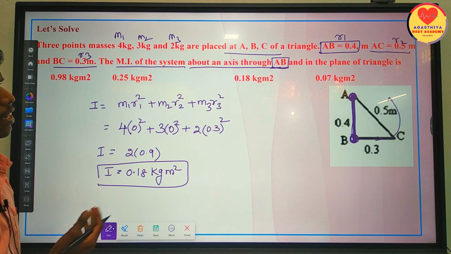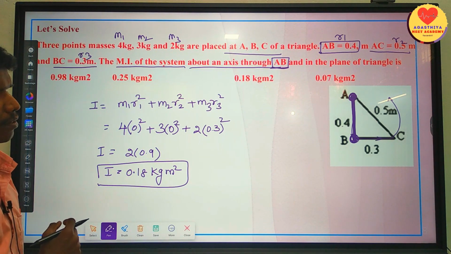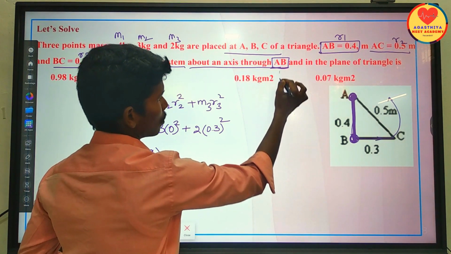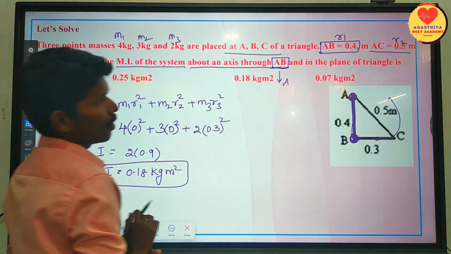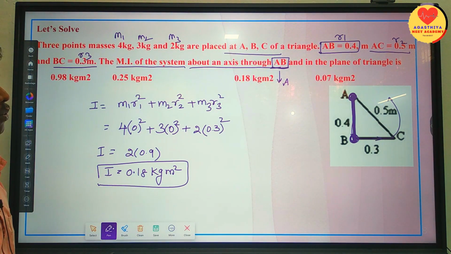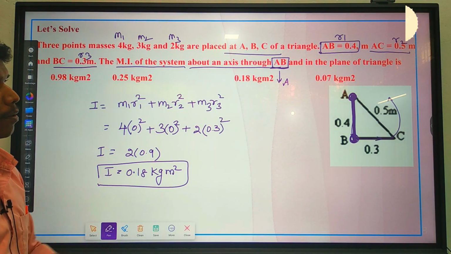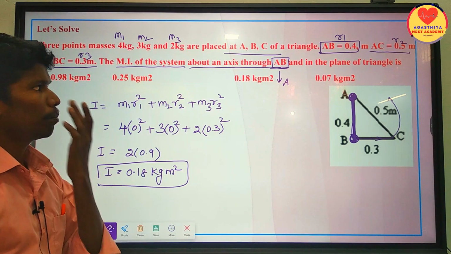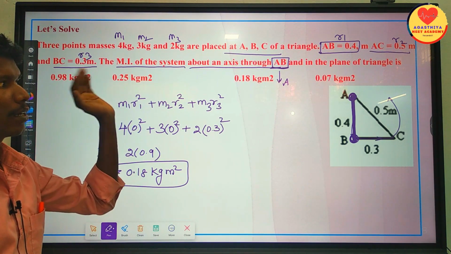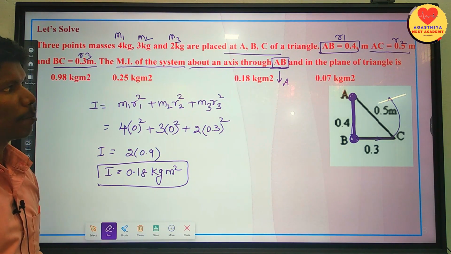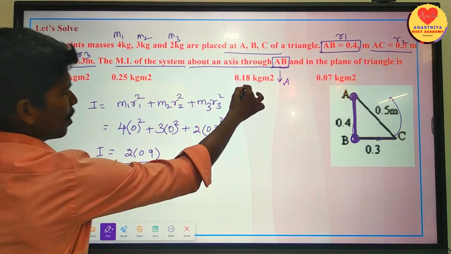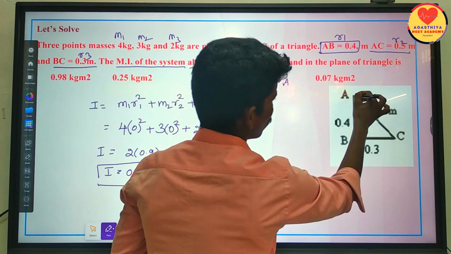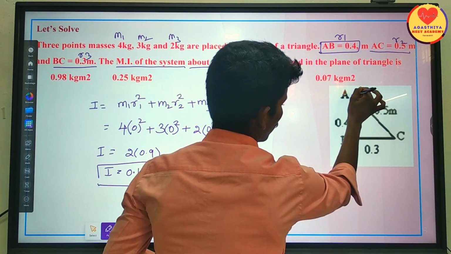Now I am asking one more question based on this question. Axis passing through A and in the plane of the triangle. Moment of inertia about an axis passing through A, not AB, only passing through A, in the plane of the triangle. Then how to solve? The axis is only passing through A.